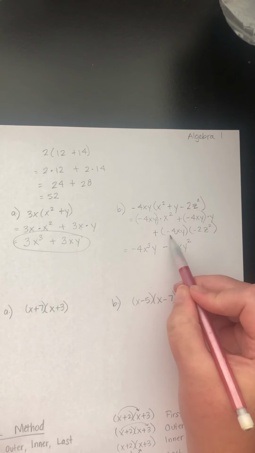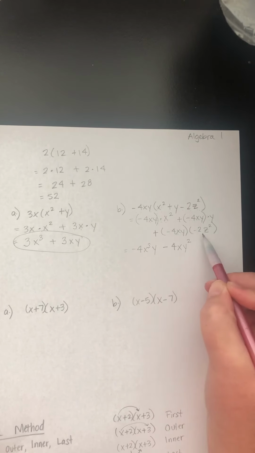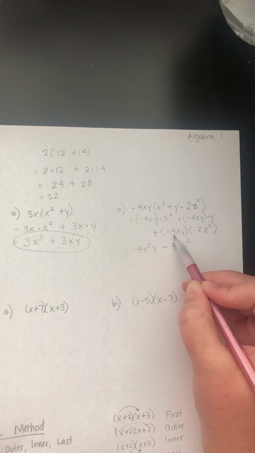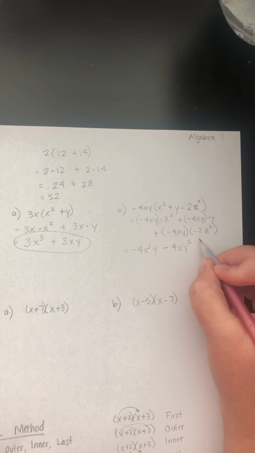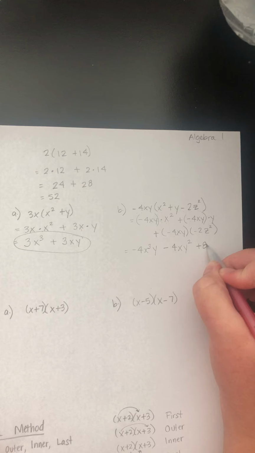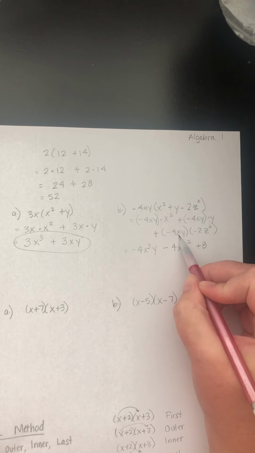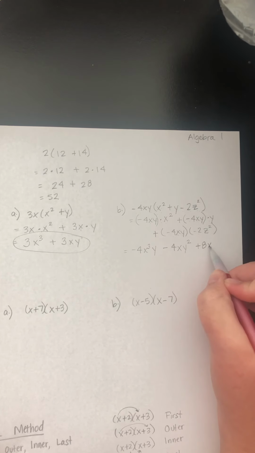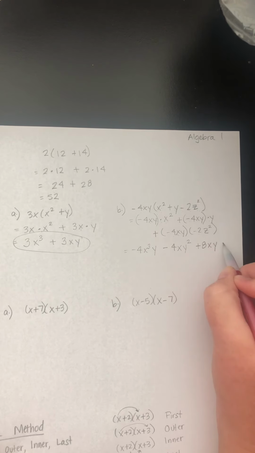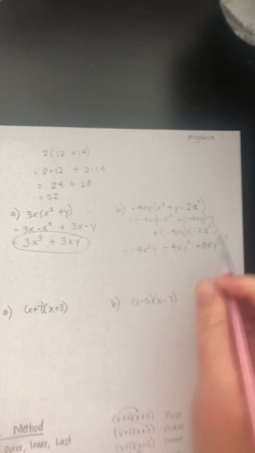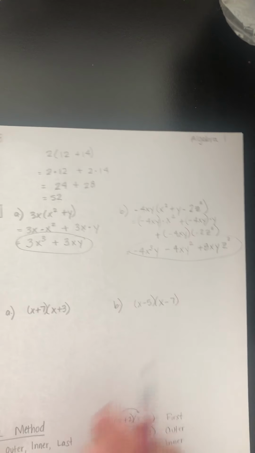Then our last term, negative 4xy times negative 2z squared. Negative 4 times negative 2, our coefficient is going to be positive 8 because two negatives make a positive. There's only one x in each term, one y in each term, and then z squared is only over here, so z squared. And that's your answer.